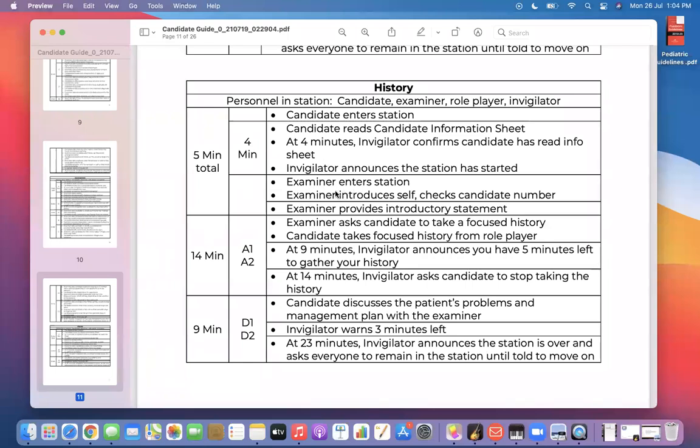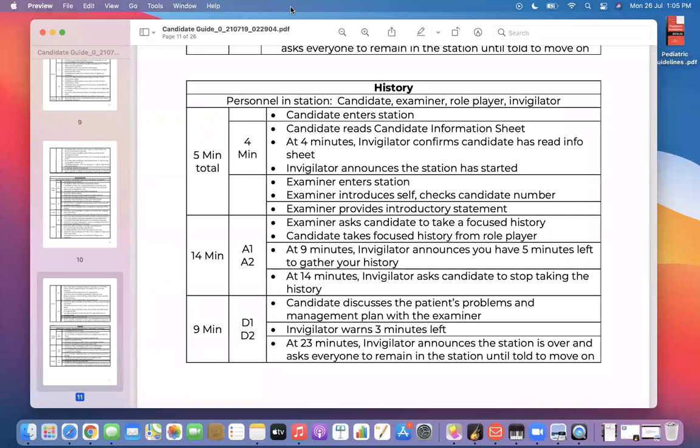The examiner enters the station, introduces self and checks the candidate number. The examiner provides the introductory statement. So for the first 4 minutes, you will read the information provided to you, and in 1 minute, the examiner will introduce himself. And I don't know what introductory statement he will provide. Any idea? Anyone has the idea?